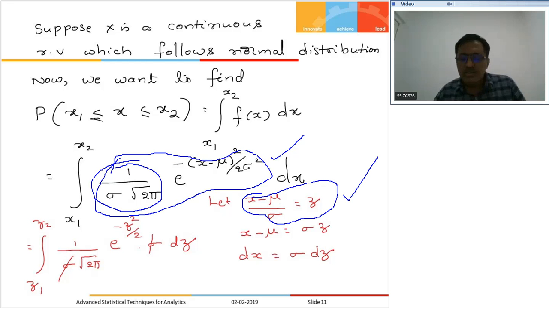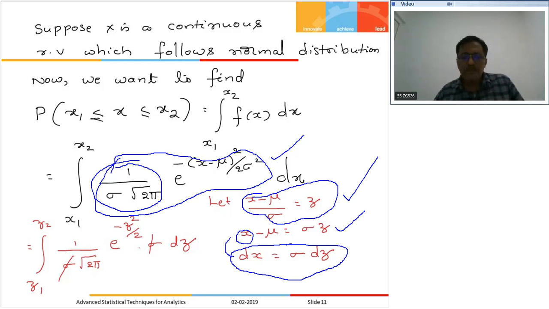Now x minus mu equal to sigma into z. Then I differentiate both sides. Then what we get is derivative of x is dx and derivative of z is dz, where sigma is a constant, it remains as it is. Derivative of mu is a constant whose derivative is 0. So that means after the substitution, this dx becomes sigma dz. We substitute here now 1 by sigma root 2 pi e power minus z square by 2, and dx is sigma dz.